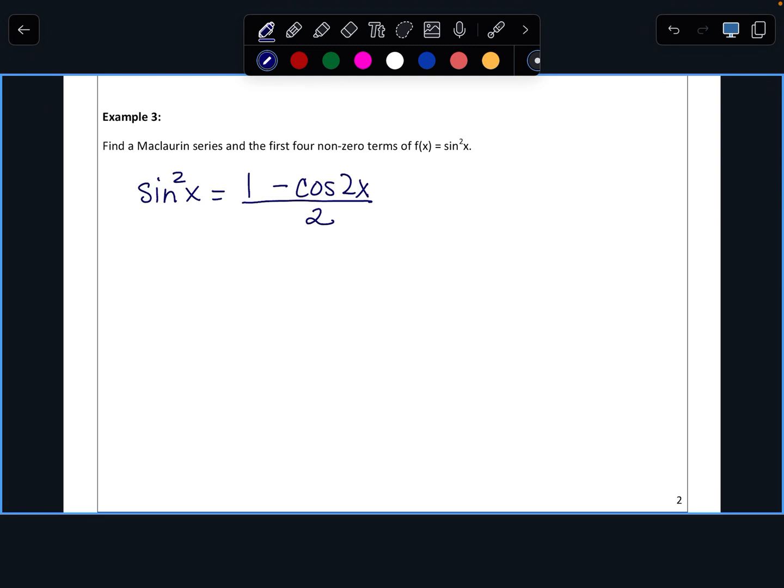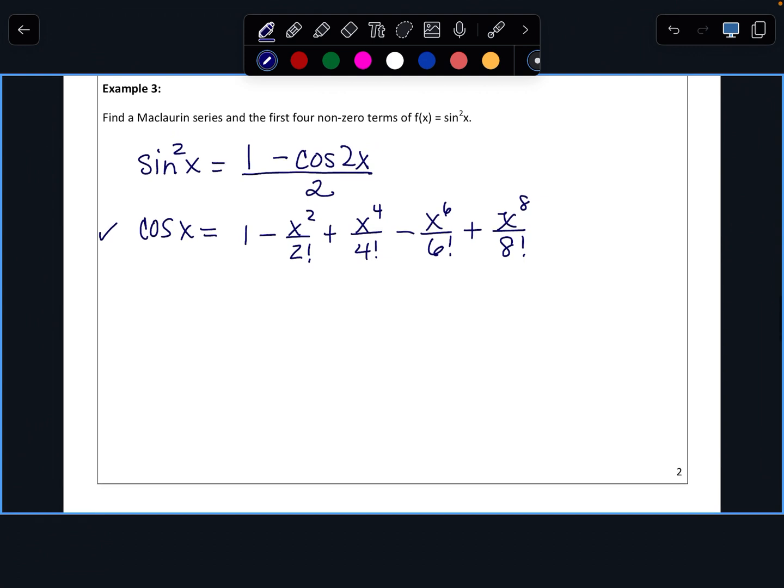I'm going to rewrite cosine x with cosine 2x. So I'm going to start off like this. This is a little aside. Cosine x is 1 minus x squared over 2 factorial plus x to the 4th over 4 factorial minus x to the 6th over 6 factorial. And let's just do one more term, plus x to the 8th over 8 factorial. I could keep going, but I just need 4 non-zero terms for f of x.